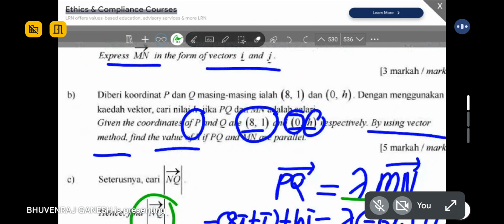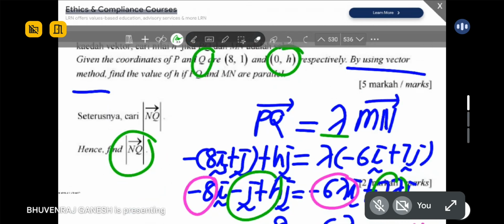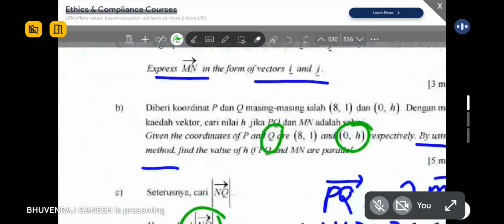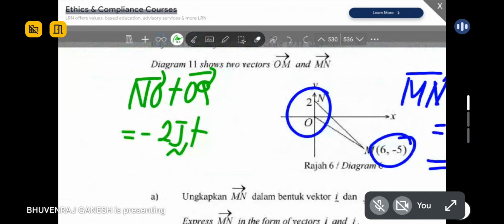OQ, you can use the coordinates here. For Q, it is (0, h), and your h value is 31 over 3, so it's (0, 31 over 3). So just plus 31 over 3 j. Press calculator: 31 over 3 minus 2, that's 25 over 3 j.